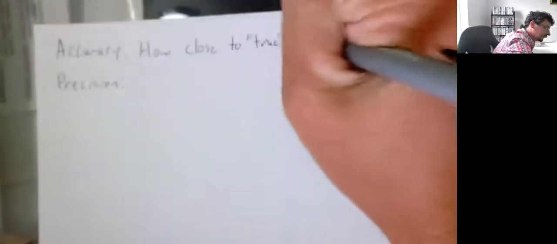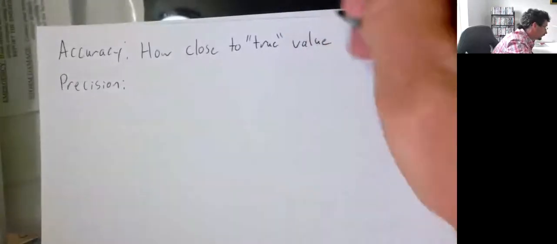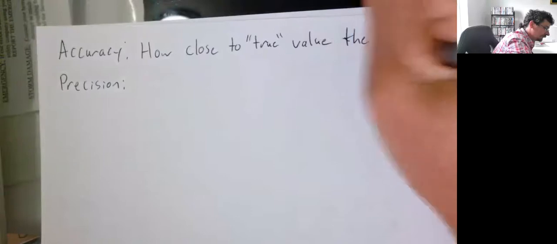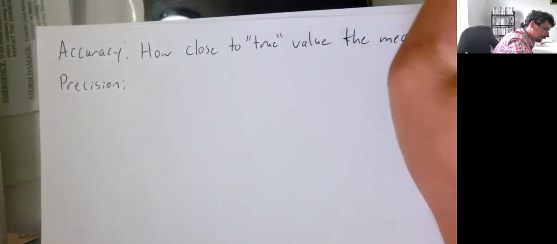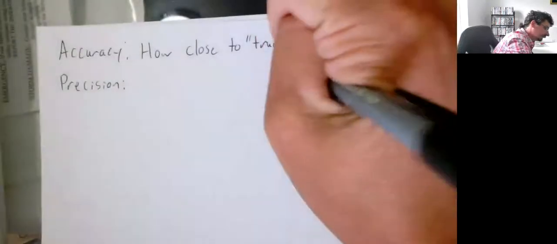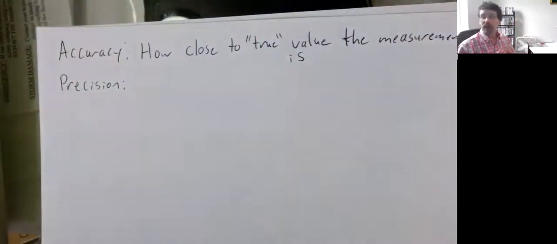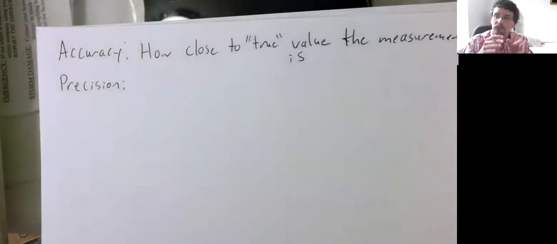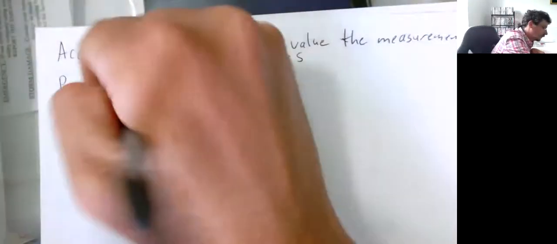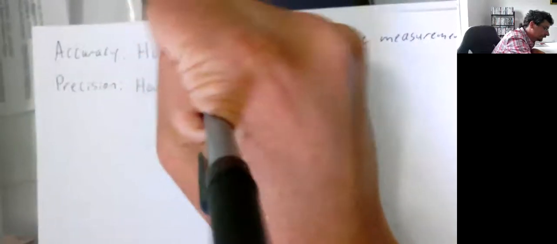How close to, we're going to put true in quotes, value you are, or the measurement is, or a series of measurements. Whereas precision has to deal with how consistent your measurements are. So if you measure the mass of an object, and that's your first measurement, then you measure a second measurement, are they consistent with one another? Are they deviating quite a bit? So how consistent are your measurements?